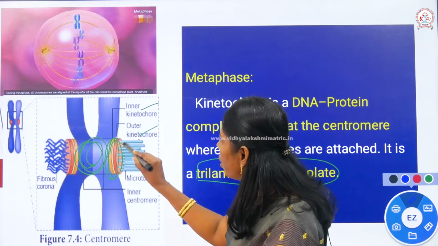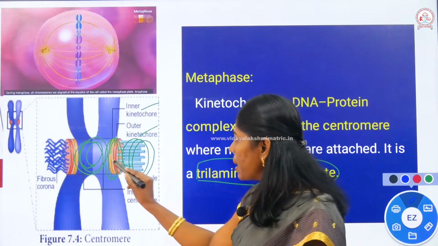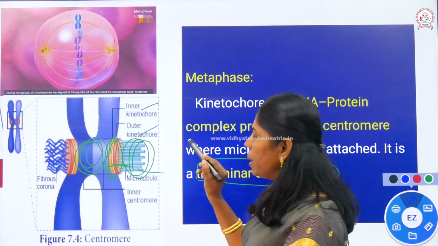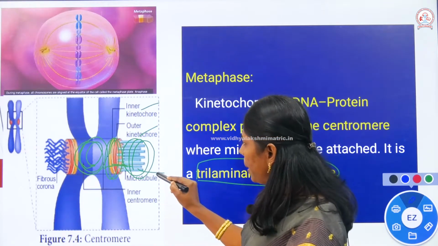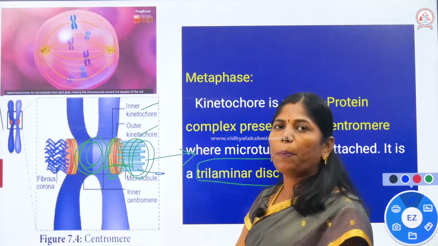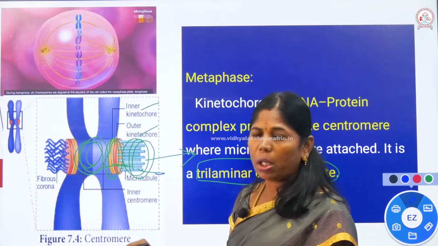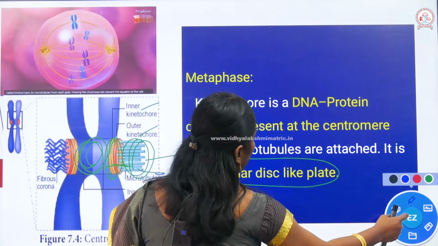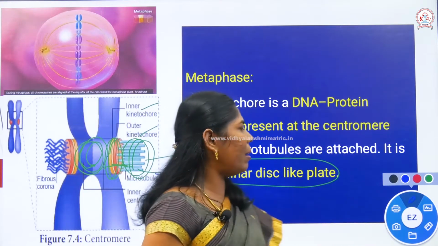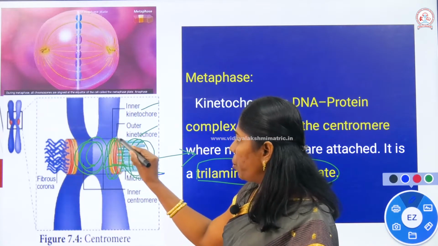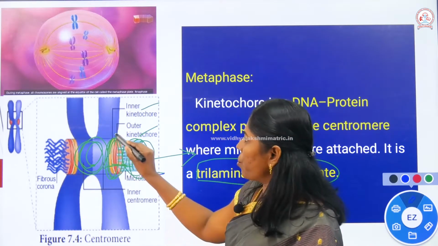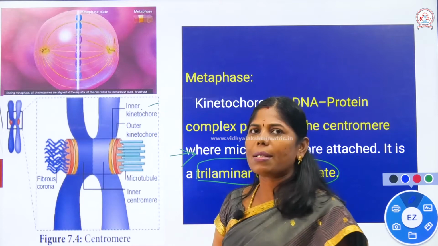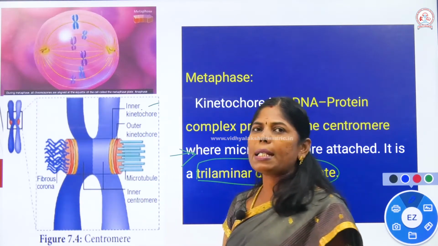This is attached with the microtubules. These are the microtubules, and they are attached to the kinetochore. The microtubules give rise to the spindle fibers. Another end of the spindle fiber is attached to the pole. One end is attached to the kinetochore and another end is attached to the opposite poles. This arrangement is known as a trilaminar disc-like plate. The outer kinetochore and inner kinetochore together form a plate-like structure. You can see trilaminar-like structures; it has three layers.